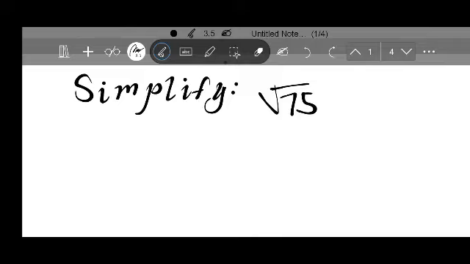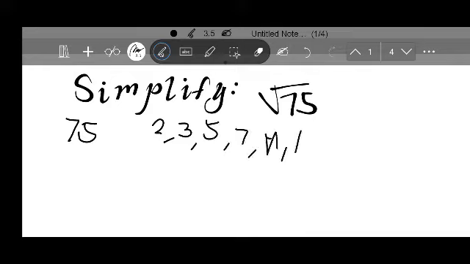So to do that, we're going to write first the prime factorization of 75. In order for us to write the prime factorization of 75, we're going to divide 75 each time by the prime numbers. Now, the prime numbers, as you know, are 2, 3, 5, 7, 11, and 13. Now, let's try which of these prime numbers can divide 75.